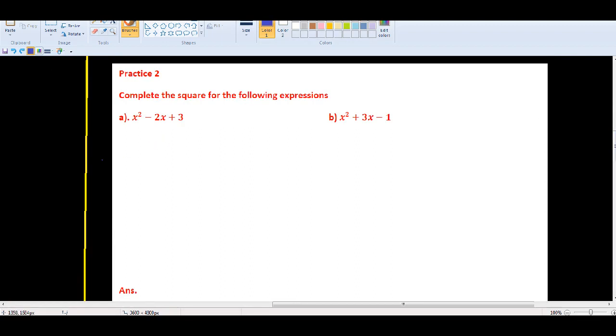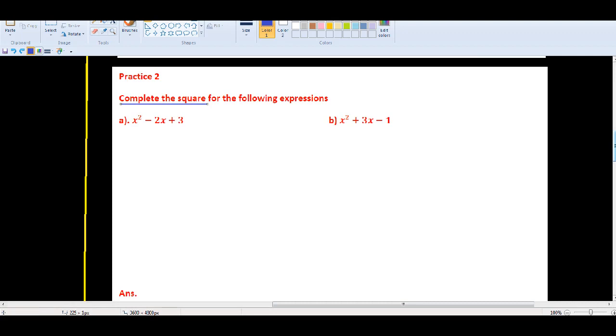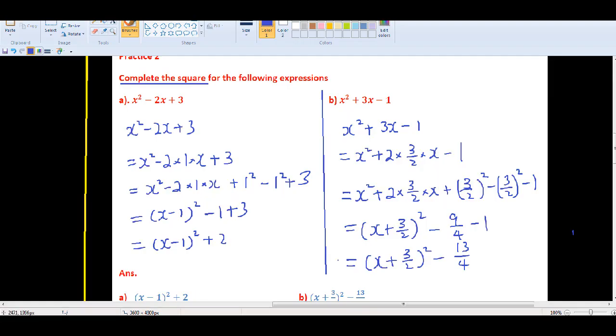x squared minus 2x plus 3. Okay, you need to complete the square, so that's practice 2, right? Okay, so just pause the video now. You try to finish this one and check your answer with mine after that. Alright, so I'll give you some time.